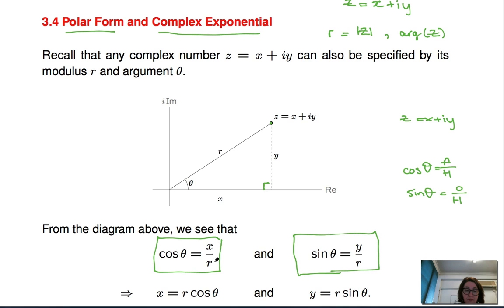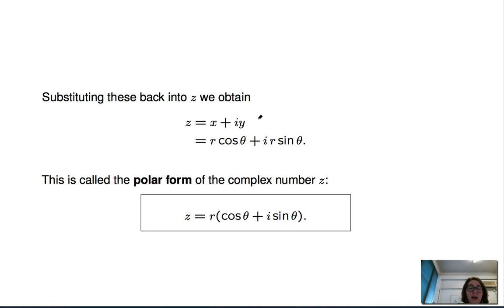So I can rearrange these two equations to write x in terms of r and theta, and I can write y in terms of r and theta. So what I'm going to do now is use these relationships to replace x and y in the Cartesian form. So we're looking at the equation that we had before, z equals x plus iy, but we saw that x could be written as r cos theta and y can be written as r sine theta.